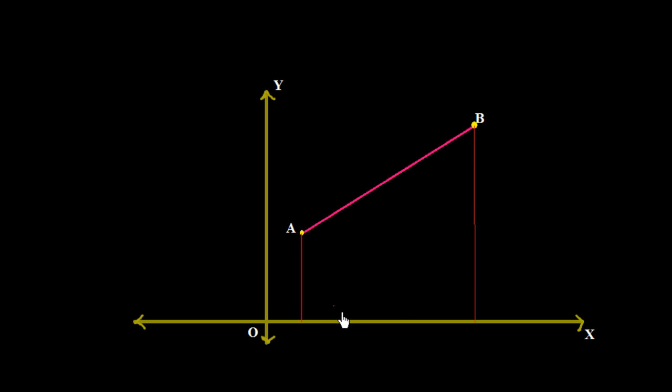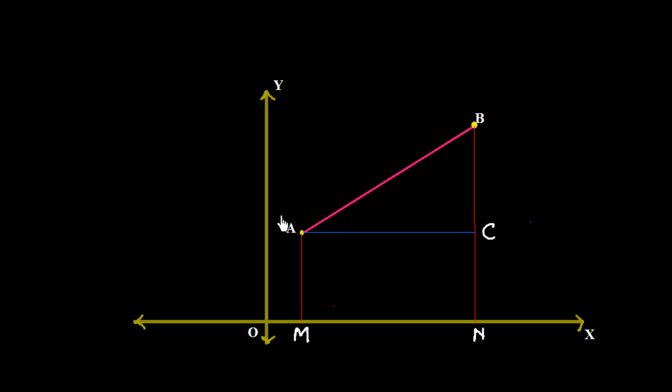I give some names to these. This is our AM and this is our BN. Now one more perpendicular I am drawing from point A to BN. I draw one more perpendicular from here. This is our other perpendicular. I give a name to this point also. This is our point C.